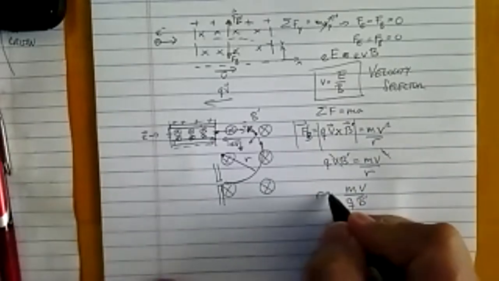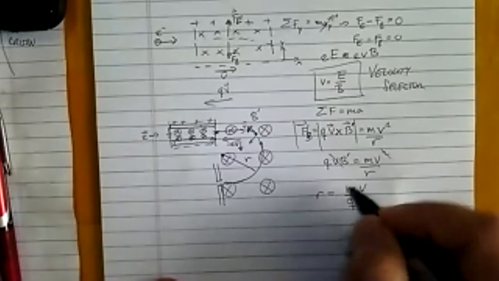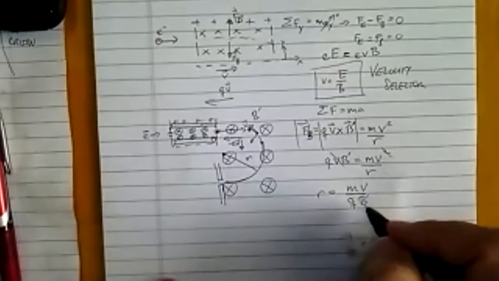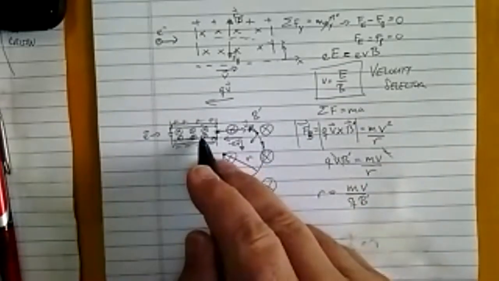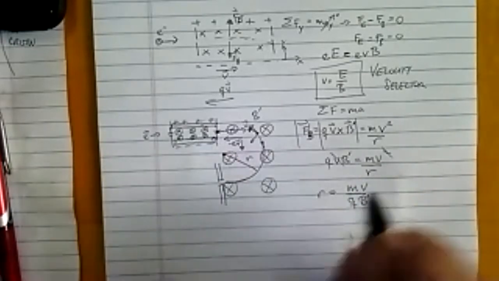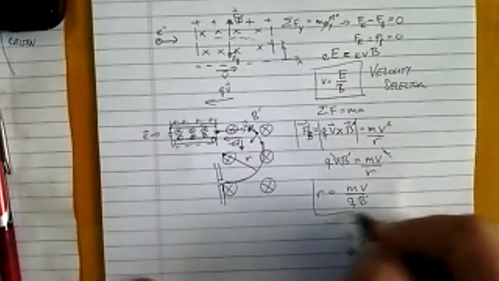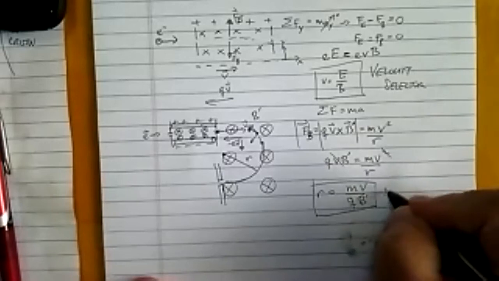So every particle that hits at this distance r out will actually have the same mass to charge ratio, if you will, because it's dictated by the velocity, which the velocity selector already chose, and it's also dictated by the magnetic field strength, which is set. So that can be used as a mass selector.